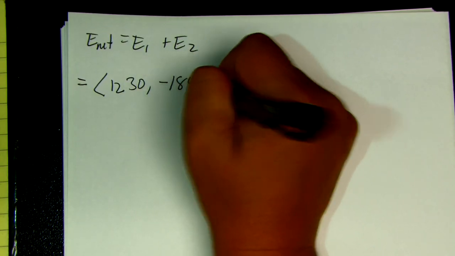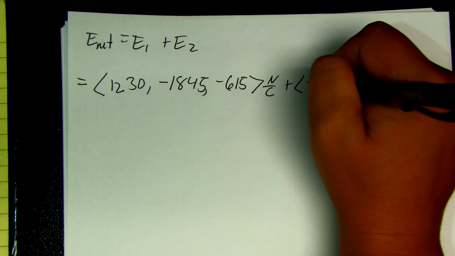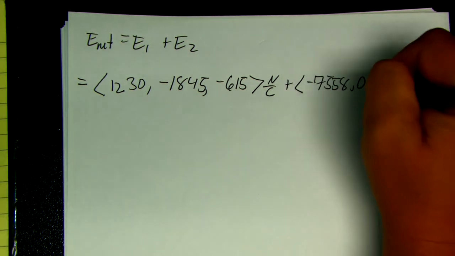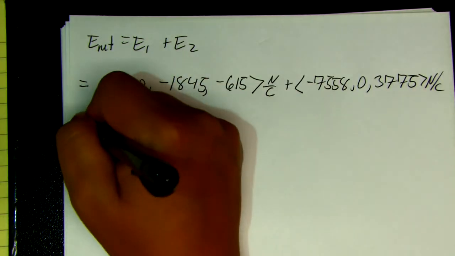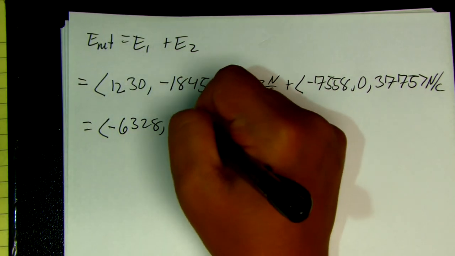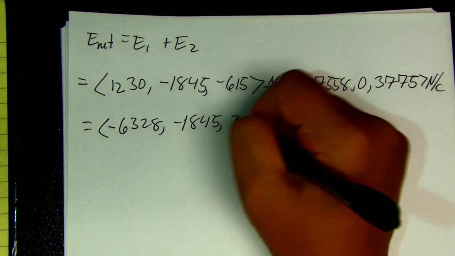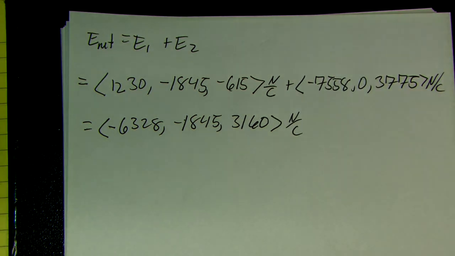Okay, so now we need our net field, E net. Our net field is equal to E1 plus E2, which is equal to 1,230, minus 1,845, minus 615 newtons per coulomb plus minus 7,558, 3,775 newtons per coulomb, which is equal to minus 6,328, minus 1,845, 3,160 newtons per coulomb.